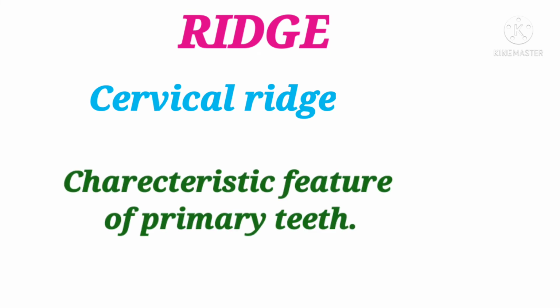Next ridge is cervical ridge. It is a ridge that runs mesiodistally on cervical third of buccal surface of the crown. And cervical ridge is a characteristic feature of all the primary teeth. It is most prominent on maxillary and mandibular first molar. And in permanent dentition, cervical ridge is seen only in molar teeth.